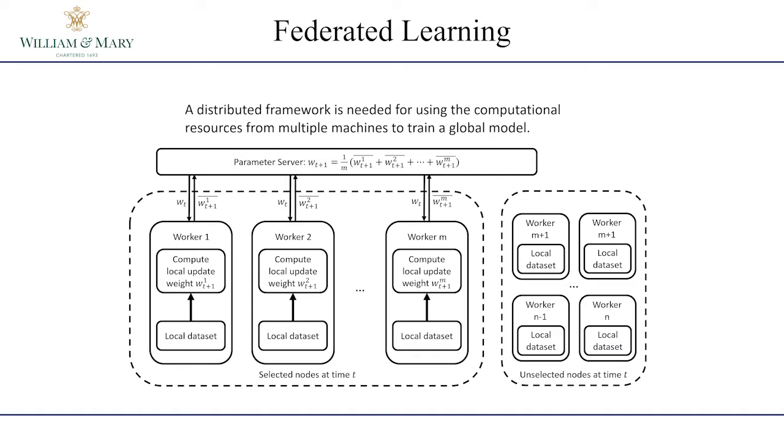Each selected worker will grab the current model parameter from the primary server and perform gradient descent based on their local dataset to get the update weight W_{t+1}^i and send the updated model weights to the primary server. The server aggregates all the received local update weights to update the global model by taking the average of them, and then we finish one iteration.